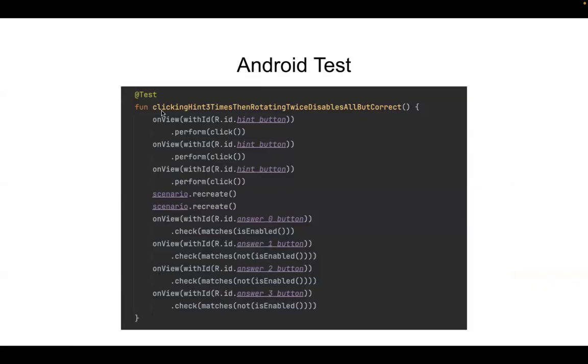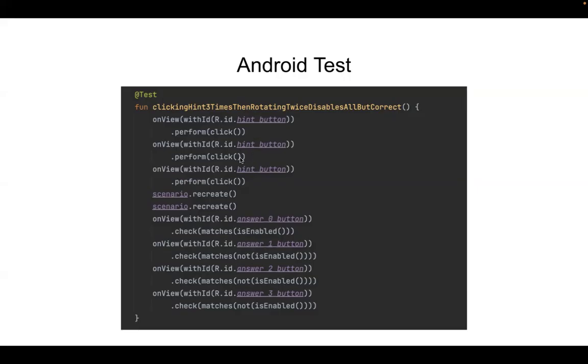So if you look at it, clicking hint 3 times, then rotating twice disables. This is written very well. If you look at the Android test for project 1C, it is written very well. So basically what this is doing is clicking on the hint 1 time.